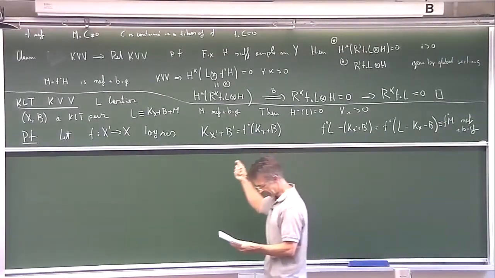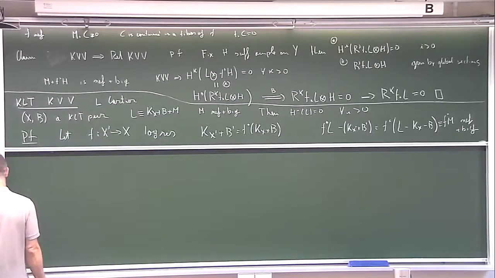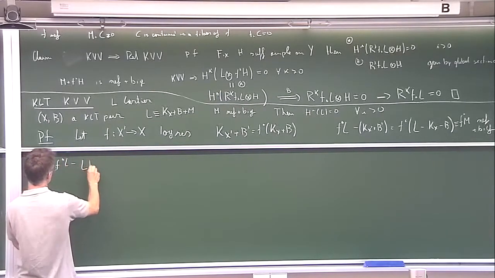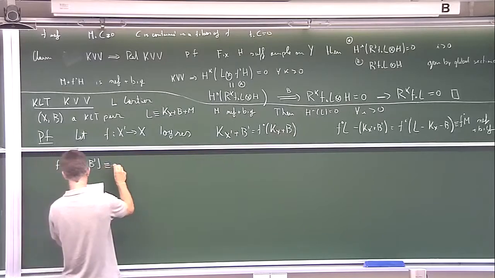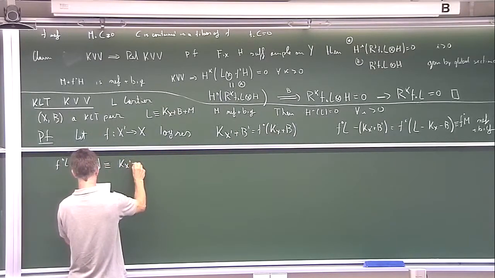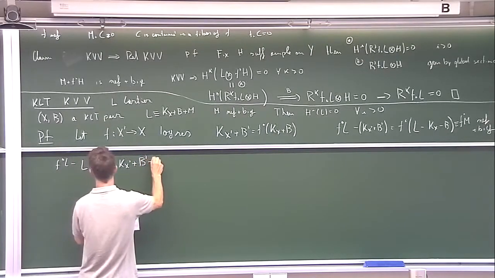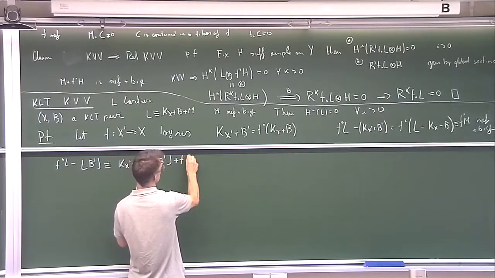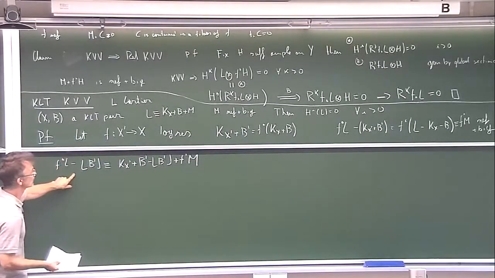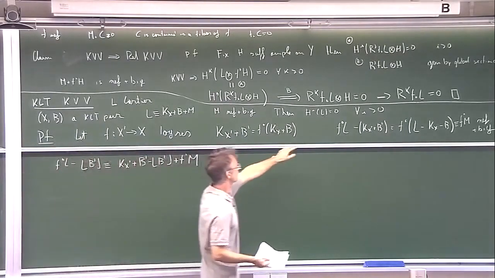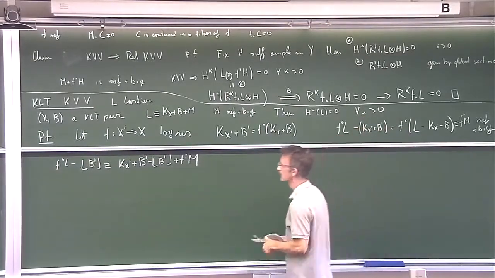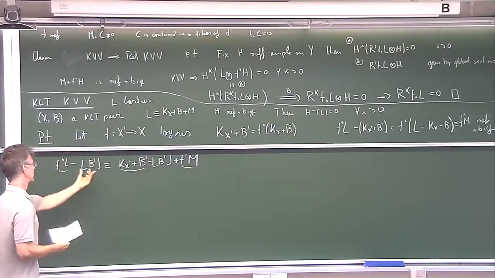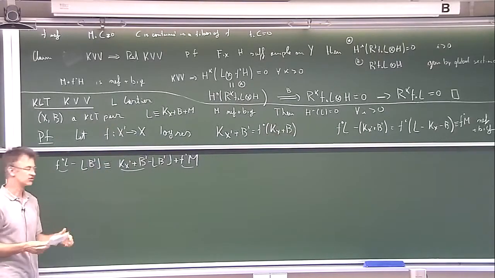So from this, I will have a vanishing statement upstairs. Let me consider now the pullback of L minus the round down of B'. That will be numerically equivalent to K_X' plus B' minus the round down of B', plus the pullback of M. So let's check my computation. The pullback of L is the pullback of M plus K_X' plus B'. And then I have this minus B' on both sides. So I didn't make a mistake.